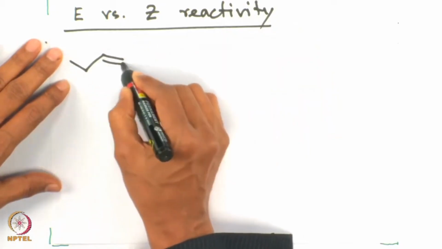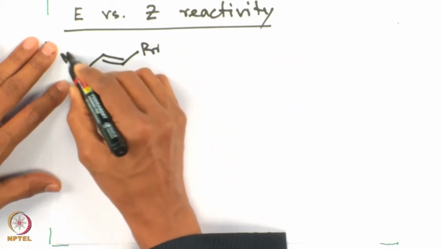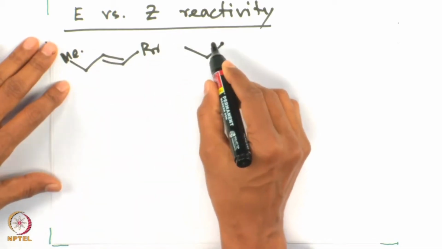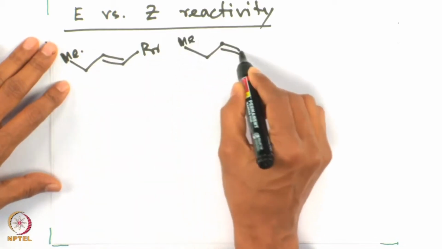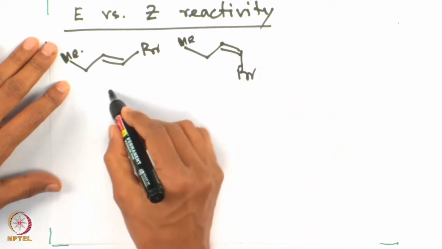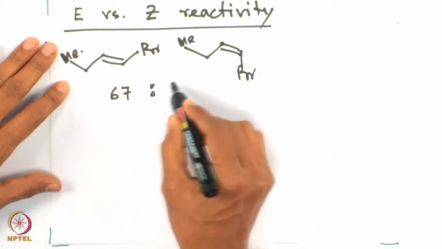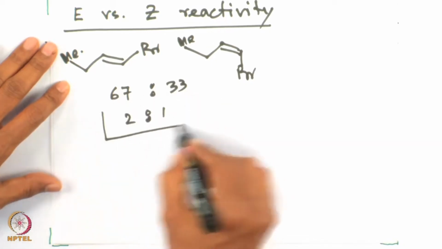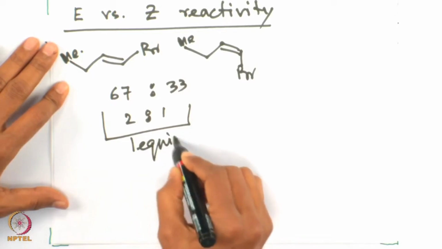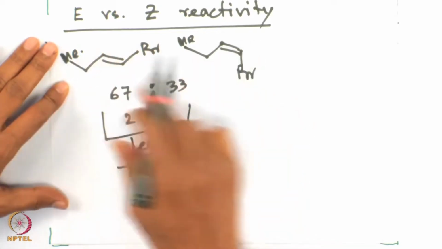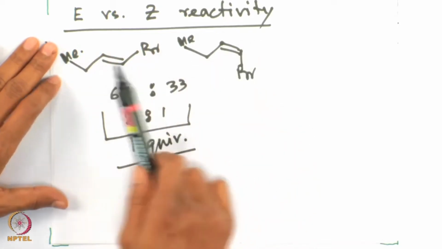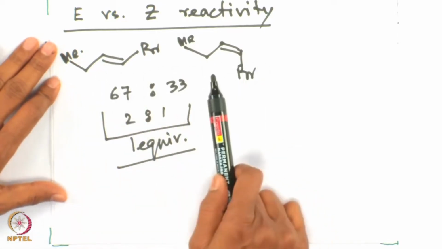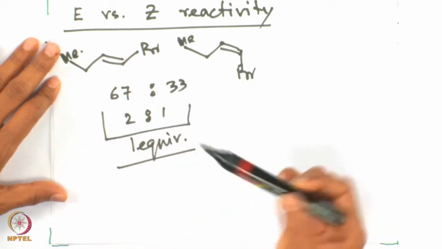The starting material we are taking first is the one where you have a trans geometry, and the corresponding other one is there. Let us say you take 67 is to 33, that means a 2 is to 1 ratio, and you are taking one equivalent of it in total. You have these two reagents in one equivalent, but one of them is 0.67 and another is 0.33 equivalent.